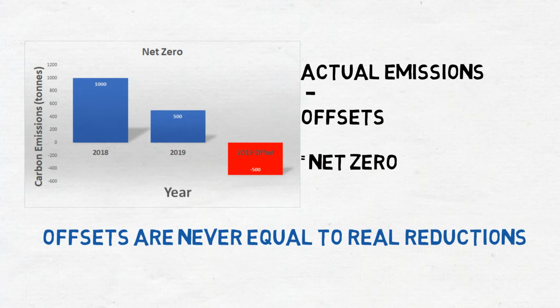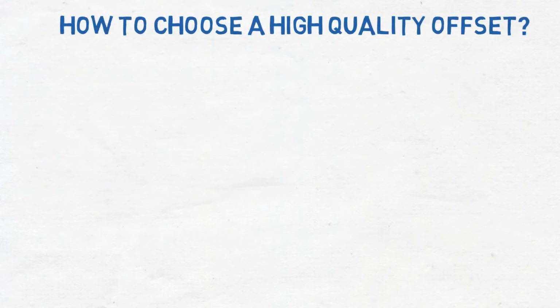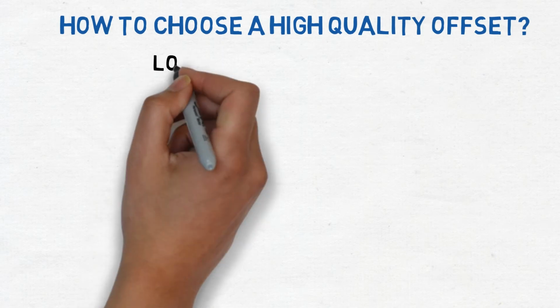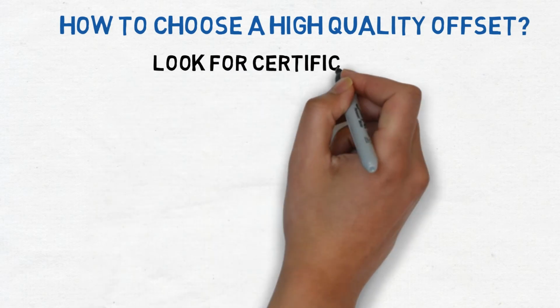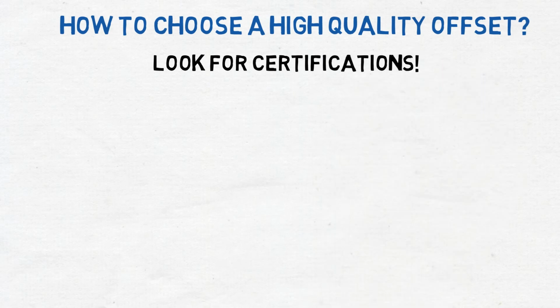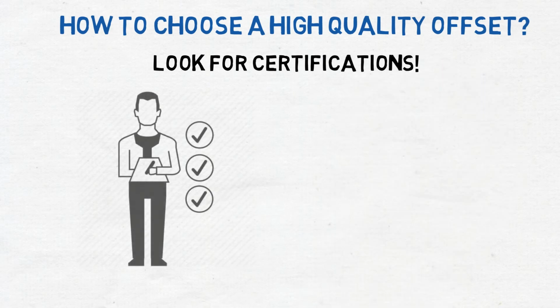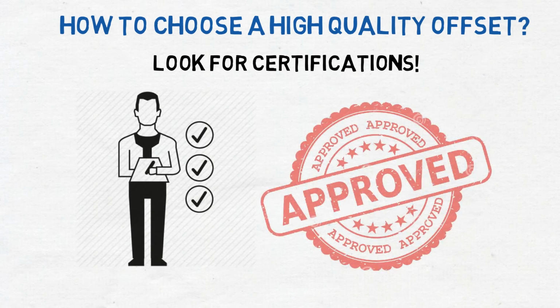If you are wanting to offset, it's important to choose high quality offsets. Our attached briefing guide has a full list of criteria, but the most important thing is to choose an offset that's been independently certified. This means that someone has inspected the offset program and that the provider can prove they're having the impact that they claim.